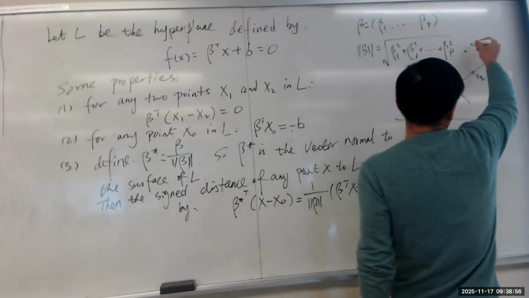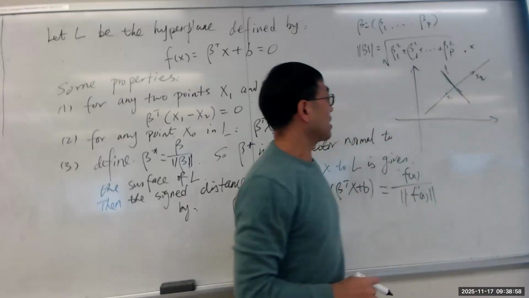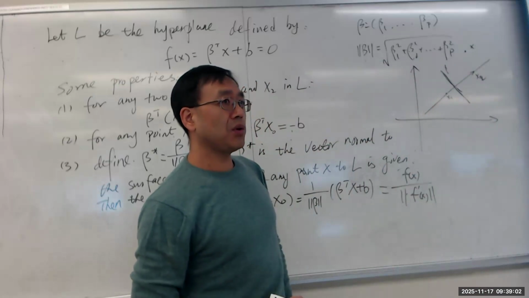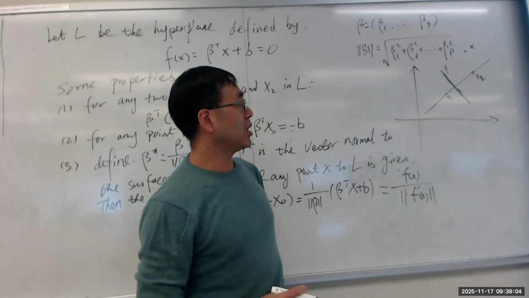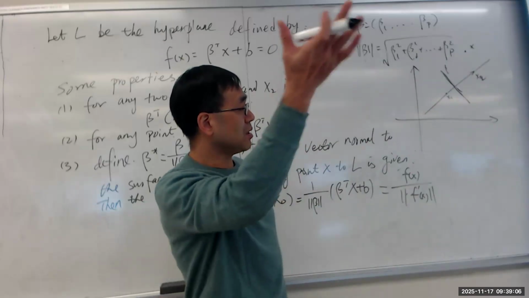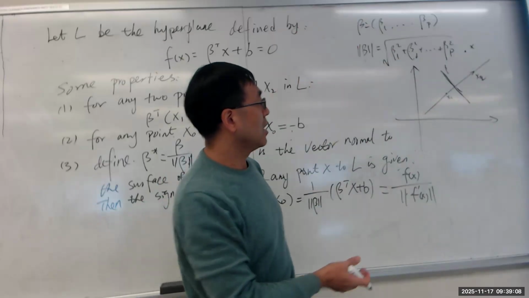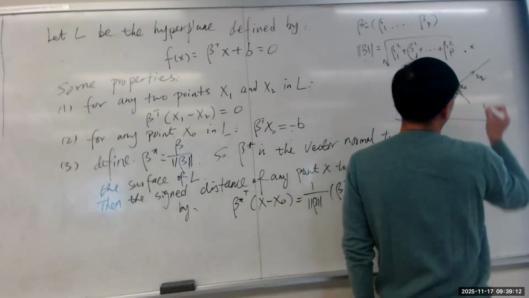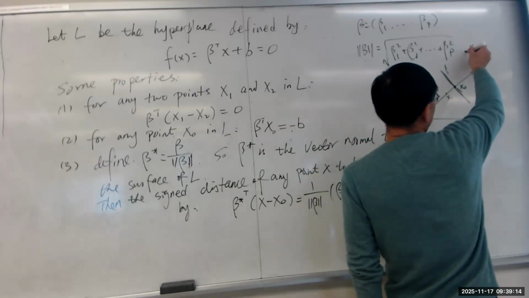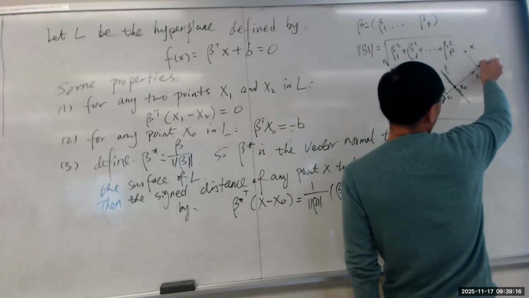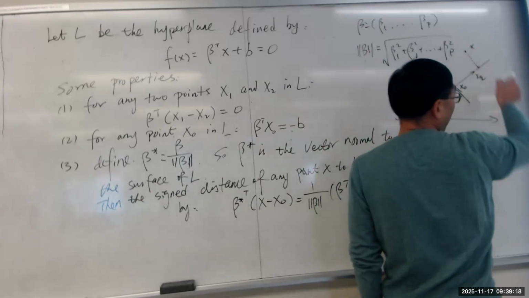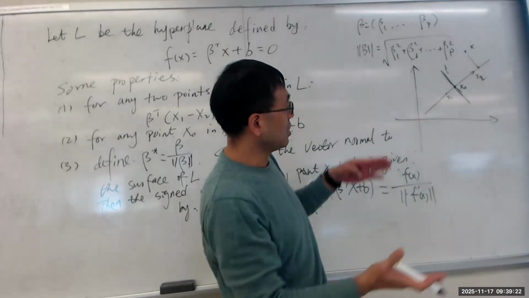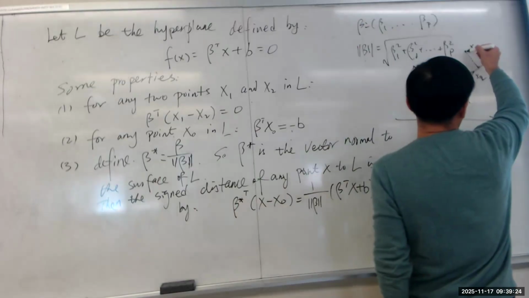Now if you have any point x, what is the distance between x and this hyperplane? Let's say we choose another point x0 on the hyperplane. The distance of x to the surface will be this part, right? The distance is going to be perpendicular to the surface. So this is the distance.